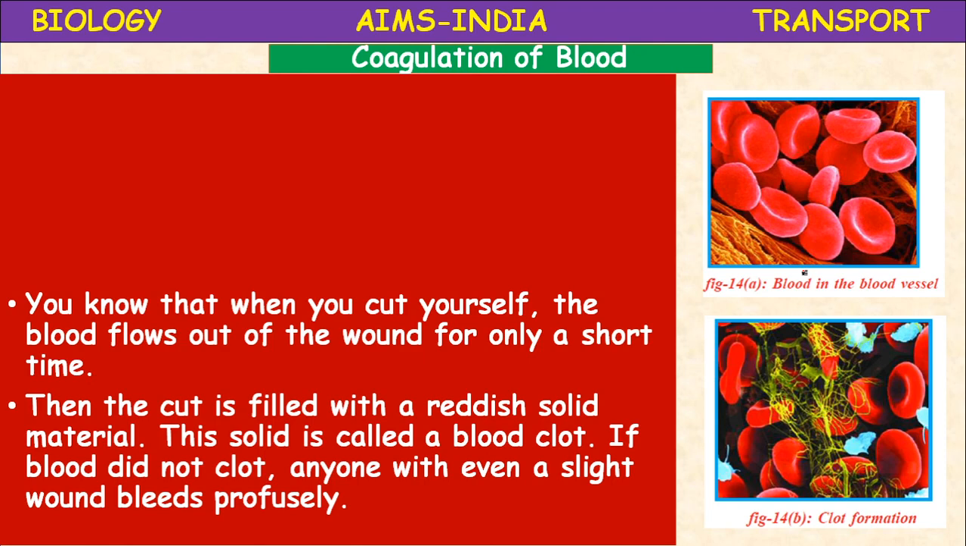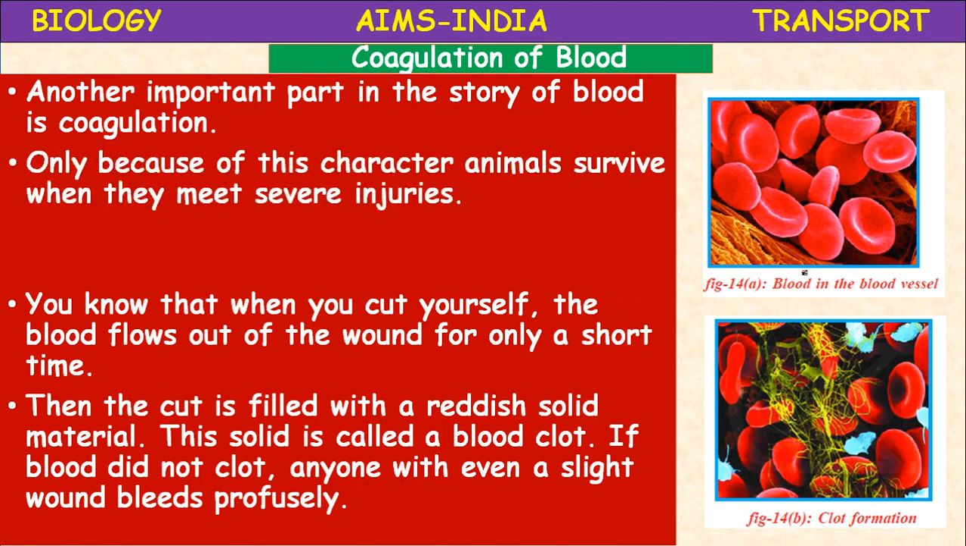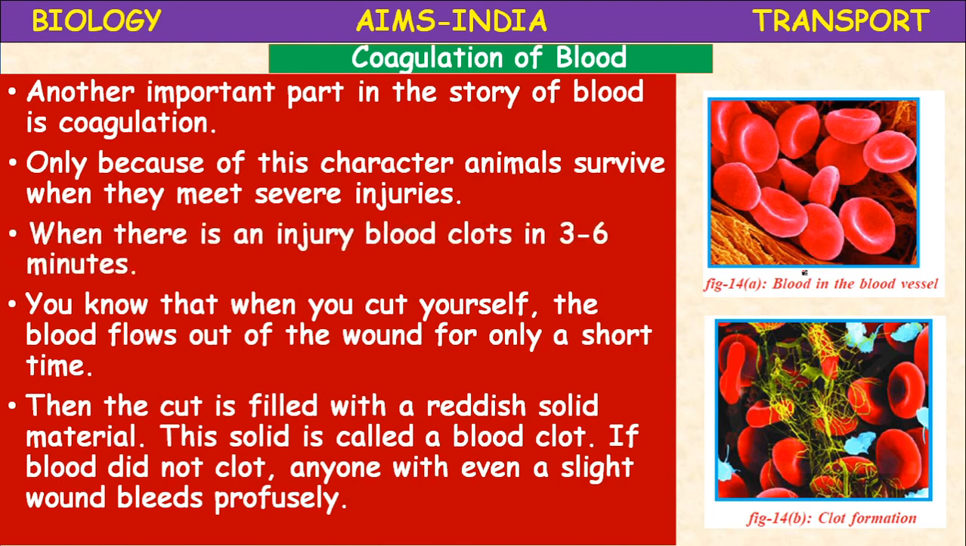Coagulation of blood. The next concept is coagulation of blood. Coagulation means clotting. So it is another important part in the story of the blood. Only because of this character the animals survive when they meet with accidents or severe injuries. When there is an injury, blood clots in 3 to 6 minutes. So how does the blood clot?